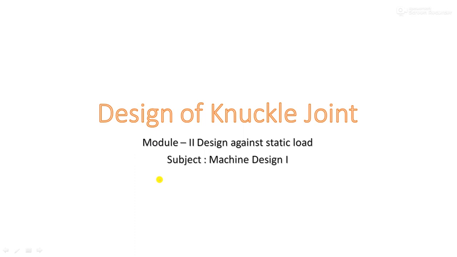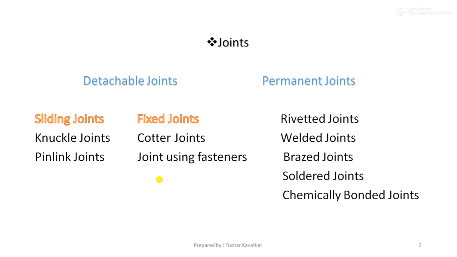So today we will understand the concept of design of knuckle joint. Okay, so first of all let us understand what joints are. Basically there are two types of joint. The first one is a detachable and the second one is a permanent joint. Again in detachable joint we have two types, sliding joints and fixed joints.